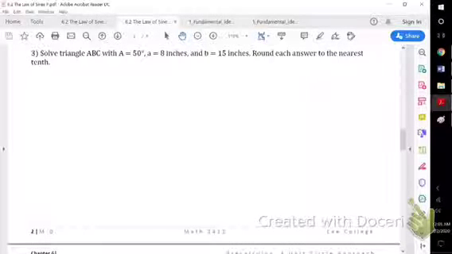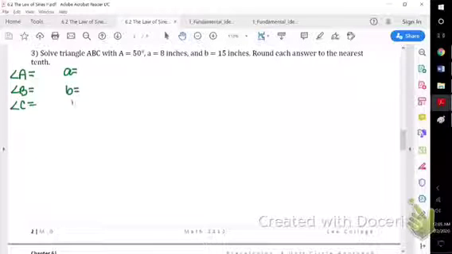6.2, Part 2, Example 3. We're just going to solve another triangle. This time our angle A is 50 degrees, side A is 8 inches, and side B is 15 inches. And again, we're going to round our answer to the nearest tenth. So I'm going to go ahead and set this up. I'm going to plug in what they gave us.